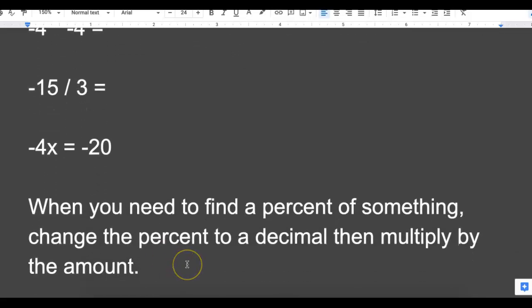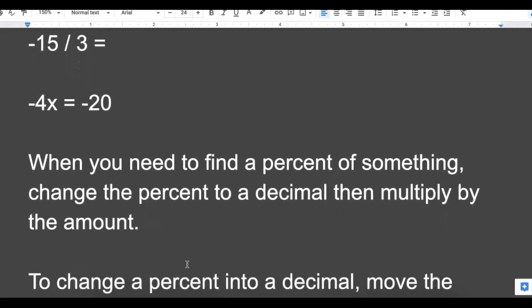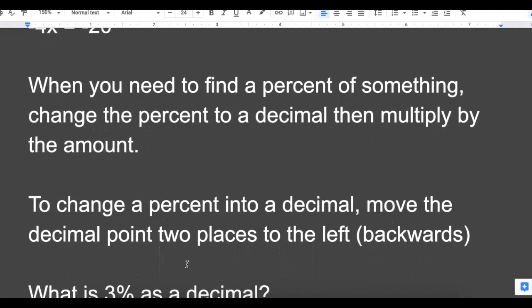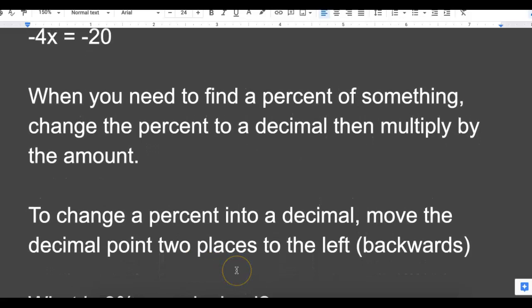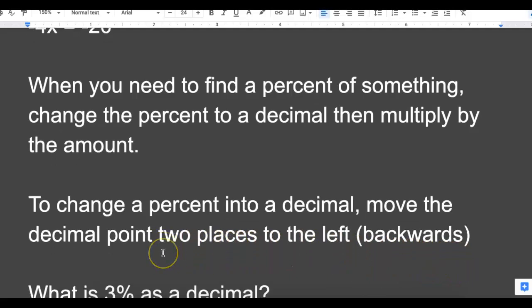When you need to find a percent of something, you're going to change that percent into a decimal and then multiply that decimal by the amount. Keep in mind you will not be able to use a calculator on the STAR test, but you will have a calculator next year in math class. So when we change a percent to a decimal, we're going to move the decimal point 2 places to the left, or backwards this way.